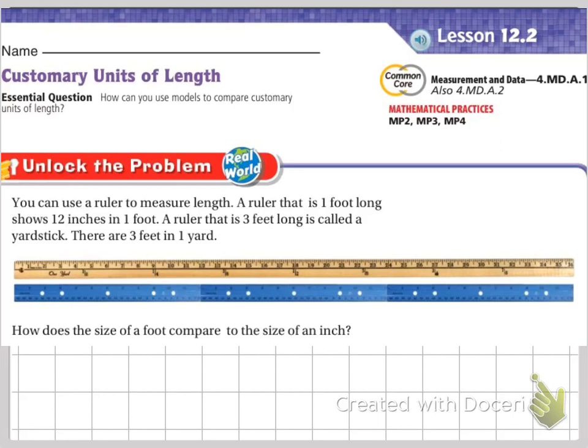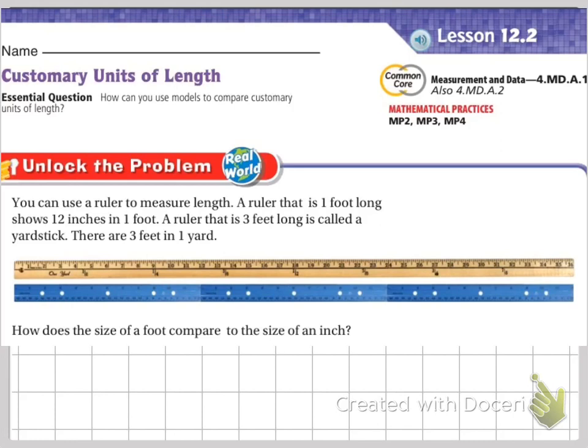Let's take a look at Unlock the Problem on page 647, which introduces and familiarizes you with different tools that we use to measure length. So use a ruler to measure length. A ruler is 1 foot long and shows 12 inches in 1 foot. A ruler that is 3 feet long is called a yardstick. So there are 3 feet in a yard, and as you can see in this picture, the image on top is of a yardstick, and beneath it there are 3 rulers lined up edge to edge to show you that they are equivalent.